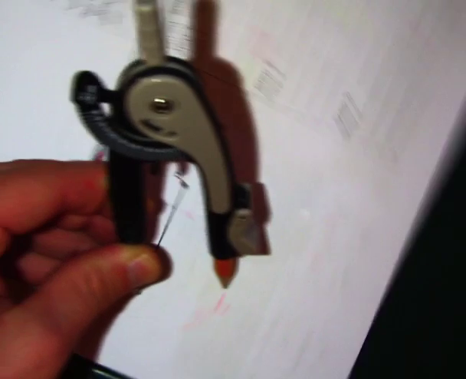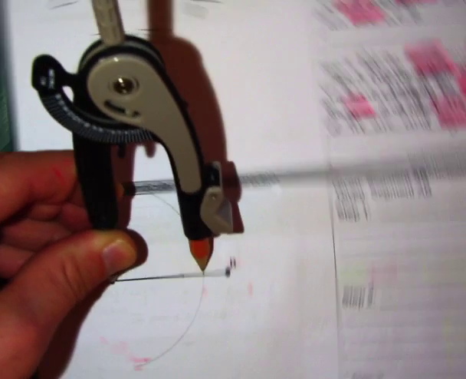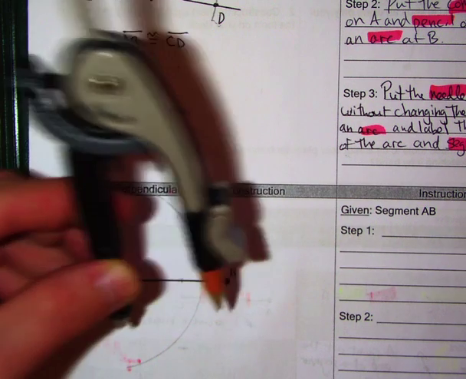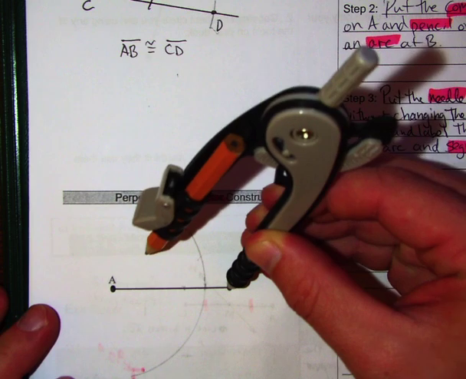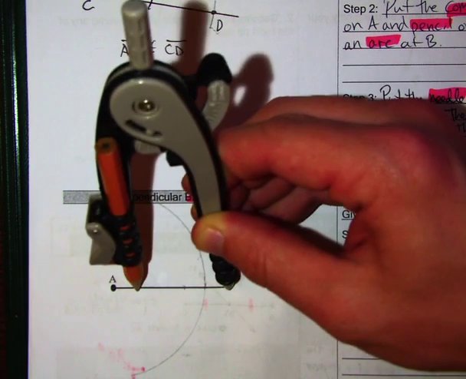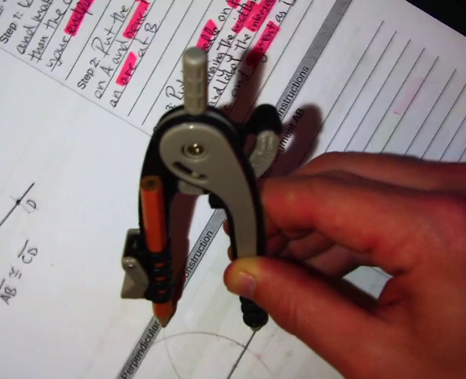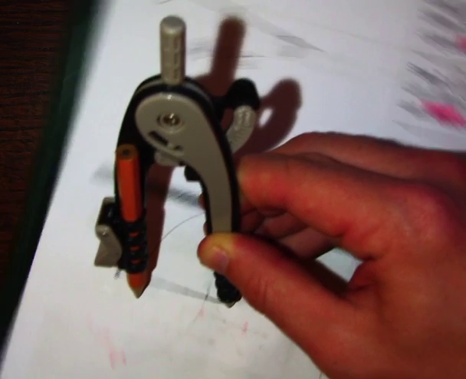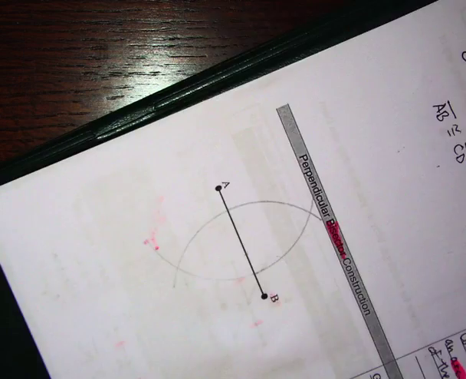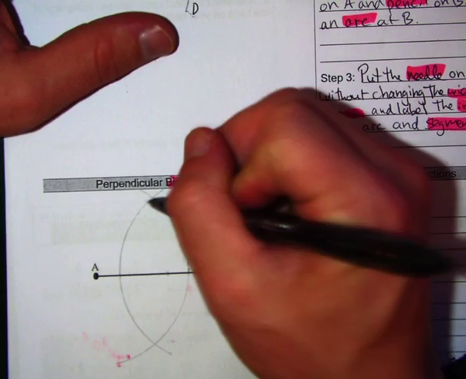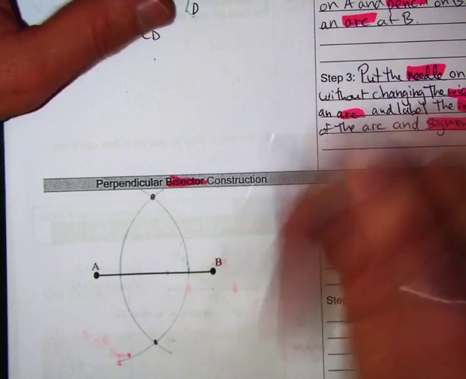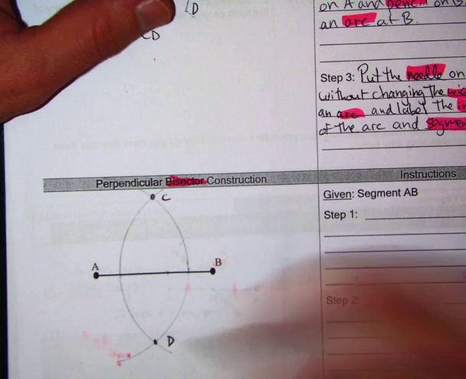Keep the weight on the needle. There's my first one. Now notice I'm not going to change this. Just flip it around. The width is the same, but I'm putting the needle on B. Do the same thing. Gently change the paper, moving it around. And then I have this. So notice now I'm going to put points where the intersections of the arcs are. I'll call them C and D.